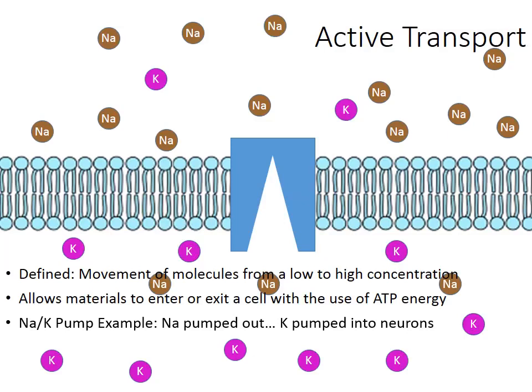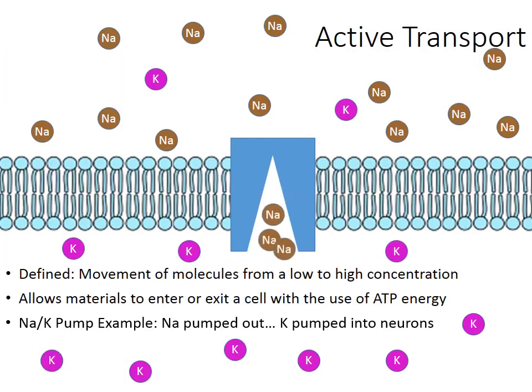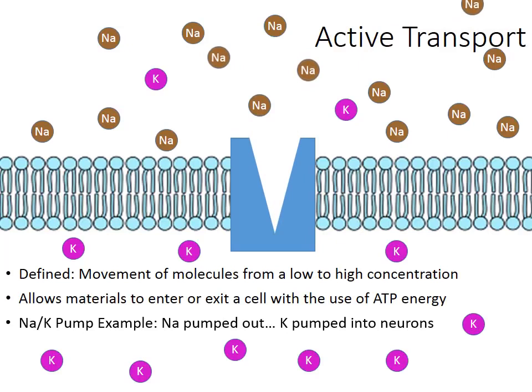I want you to pay attention to the brown sodiums at the bottom. Notice how there's a lower concentration of sodiums at the bottom and a greater concentration of sodiums at the top. What happens is 3 sodiums at a time will load into the sodium-potassium pump. And along comes a molecule of ATP. Now when ATP is broken, heat gets released. The heat causes the sodium-potassium pump to change shapes, and it allows the sodium to be removed from the neuron.